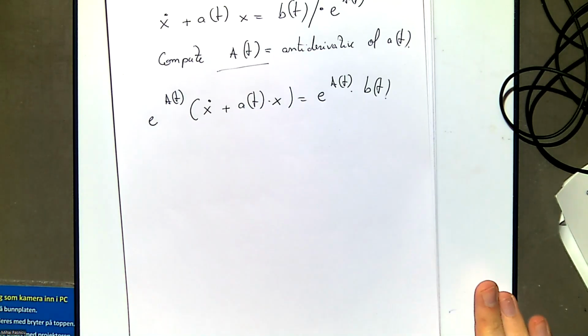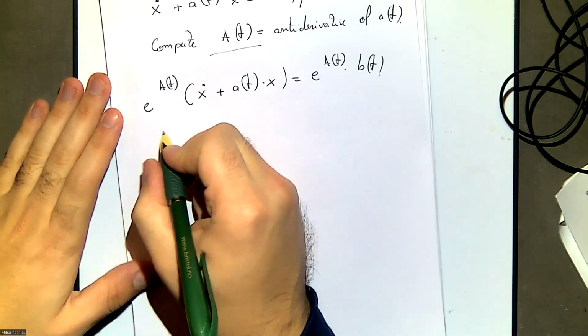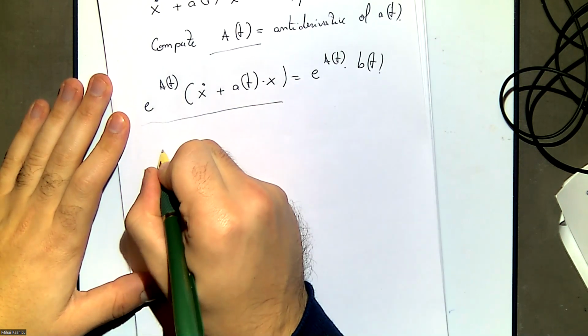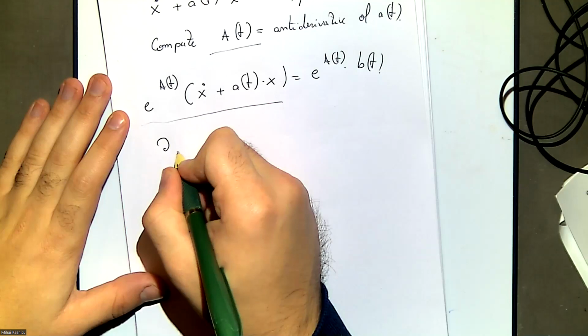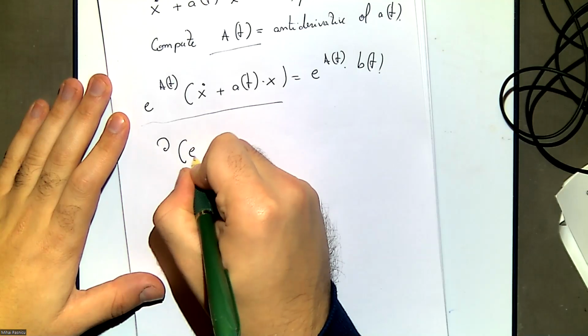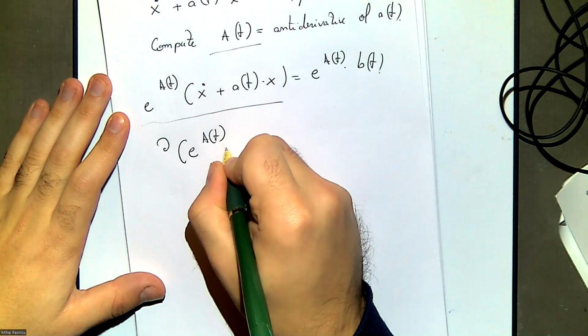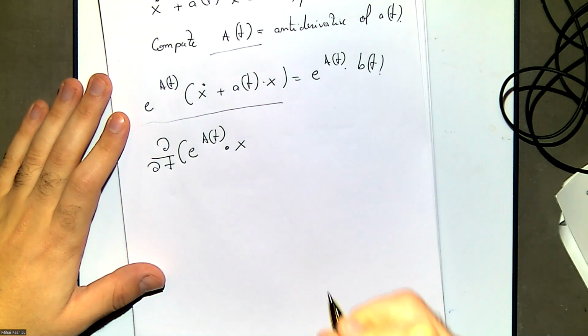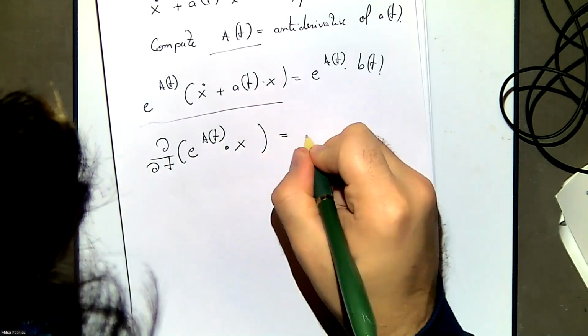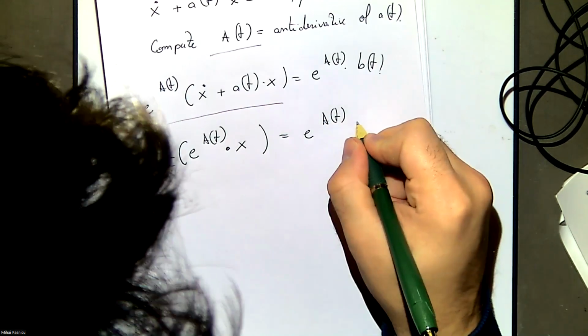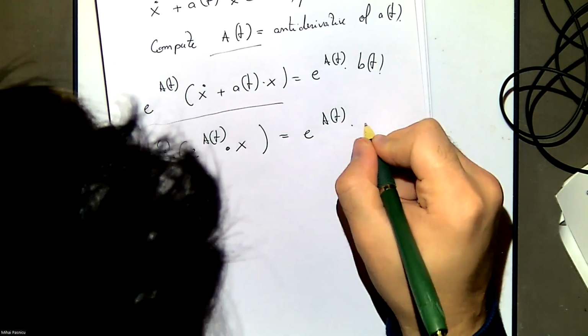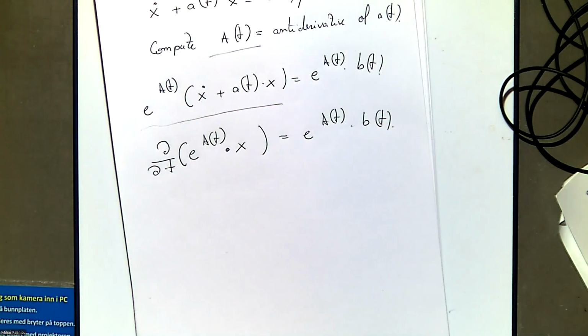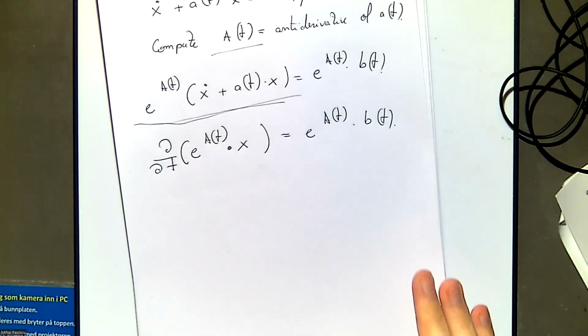And now the whole idea is that you observe, or you don't observe, that this thing over here is just the derivative of e^(A(t)) times x with respect to t. And this is just e^(A(t)) times b(t). Okay, so this is the trick: this ugly thing is just this derivative.